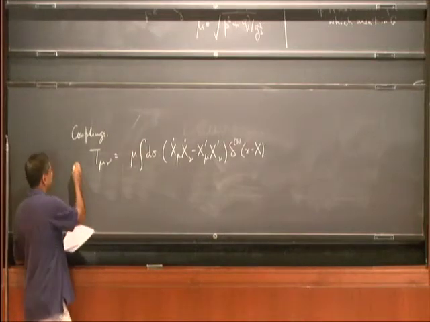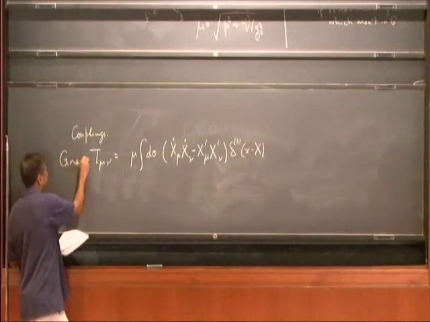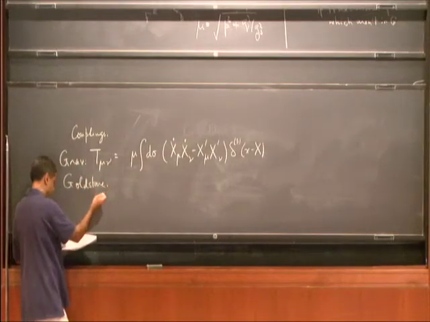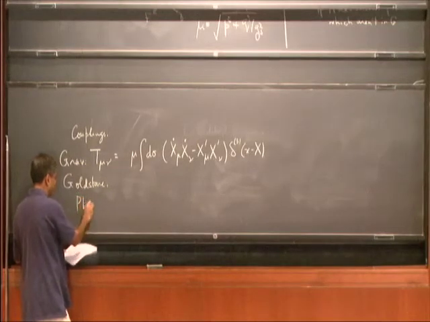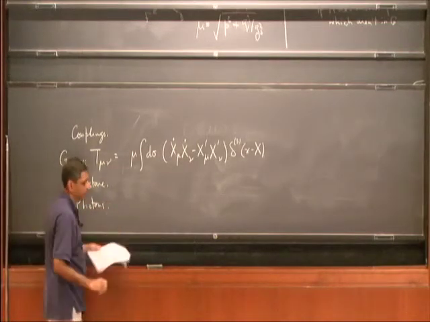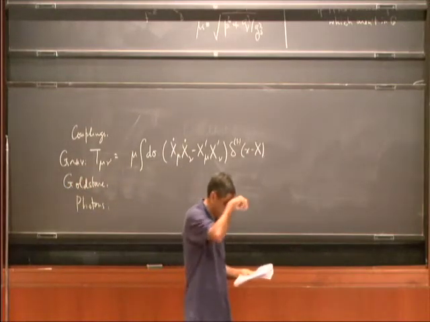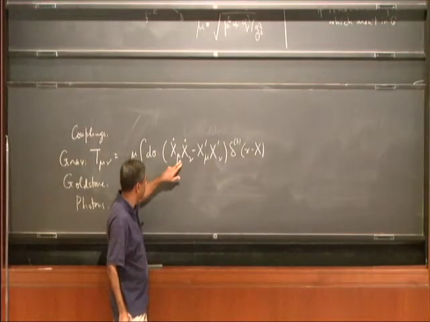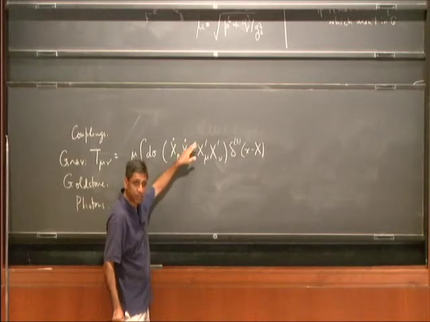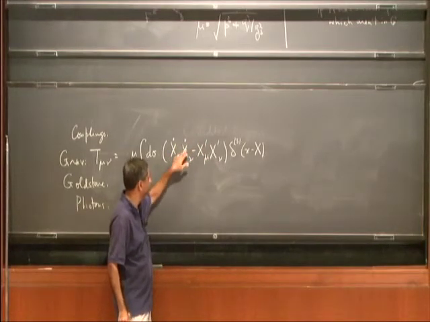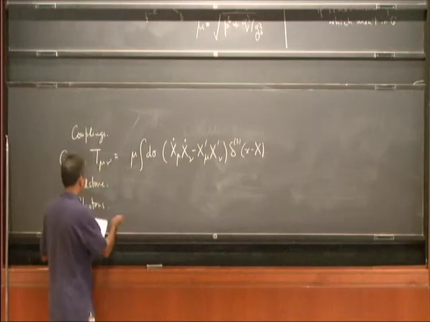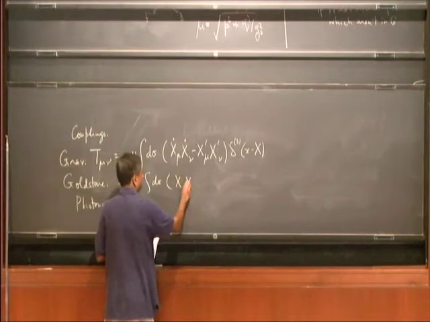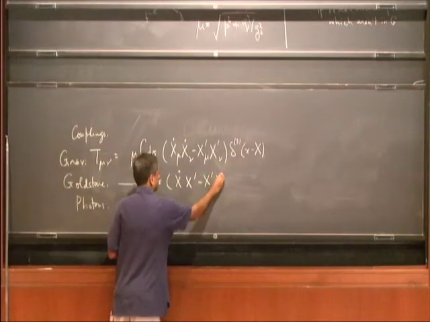So T mu nu for gravitational waves would look like, and similarly, you could consider, so this is gravitational waves. You could consider other emission like Goldstone bosons or photons or whatever. I'm not going to write down the couplings, but the point is that the source is quadratic in the derivatives of the string. Okay, so like x dot, x dot, x prime, x prime. For Goldstone, it would be something like x dot, x prime minus x prime, x dot.